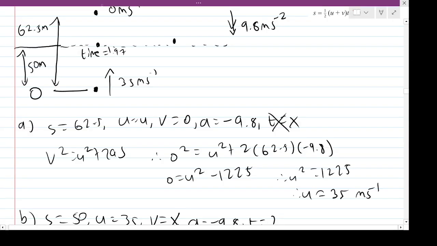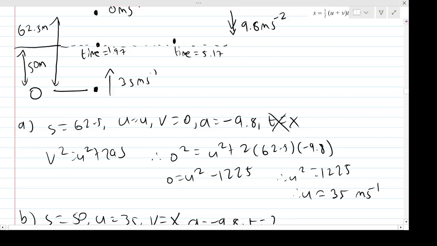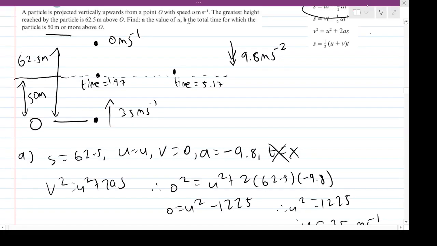And then it reaches a maximum height here, then it comes back down, it returns back down at the same level, then at time 5.169, 5.17 seconds, right? So that's the idea. That's what's going on there. So those are my 2 times.